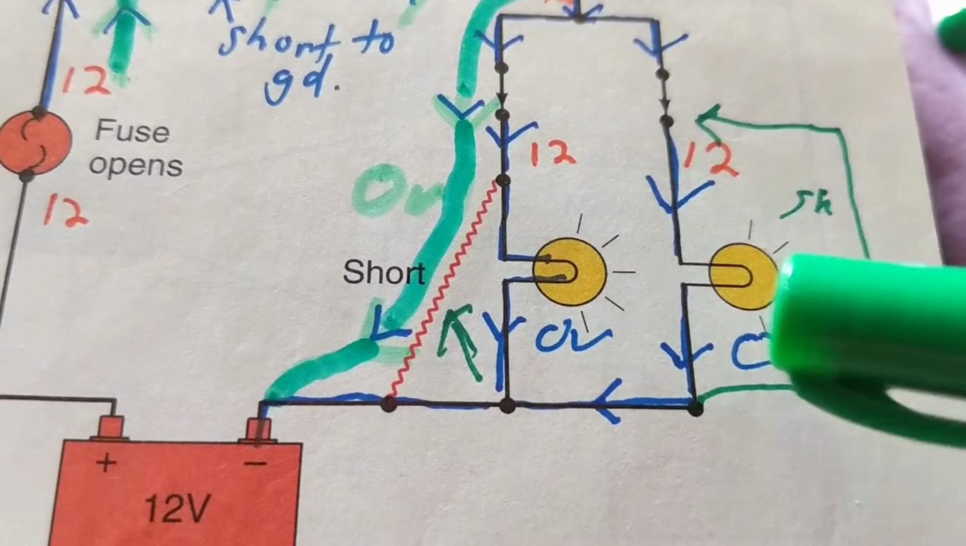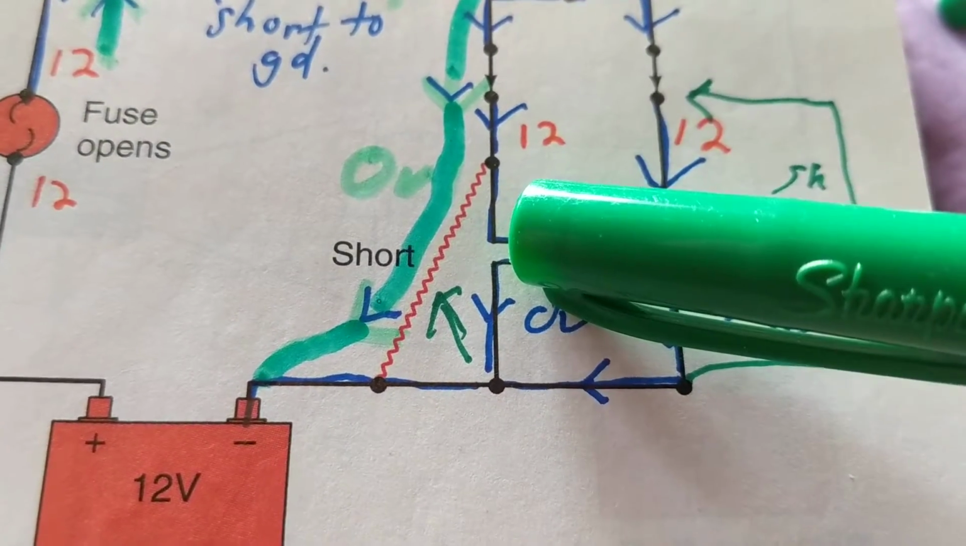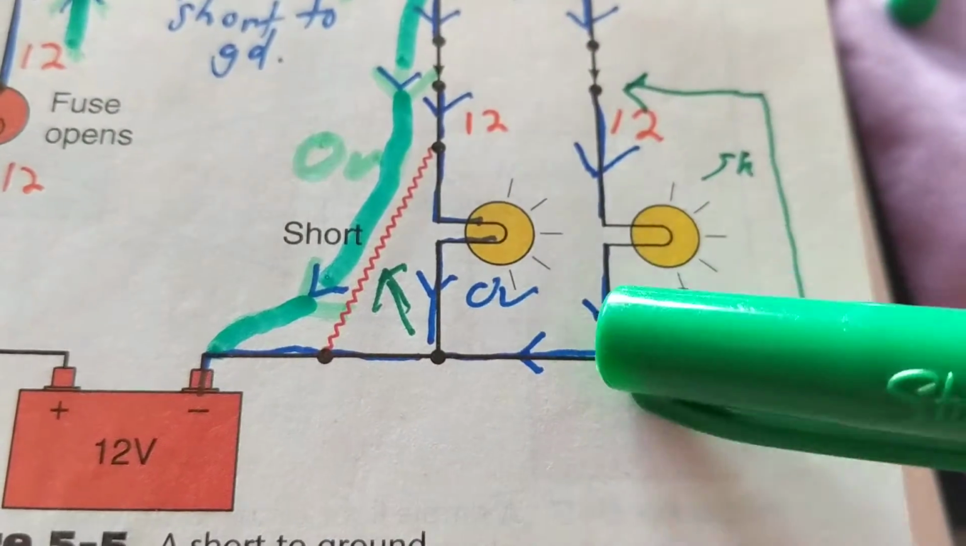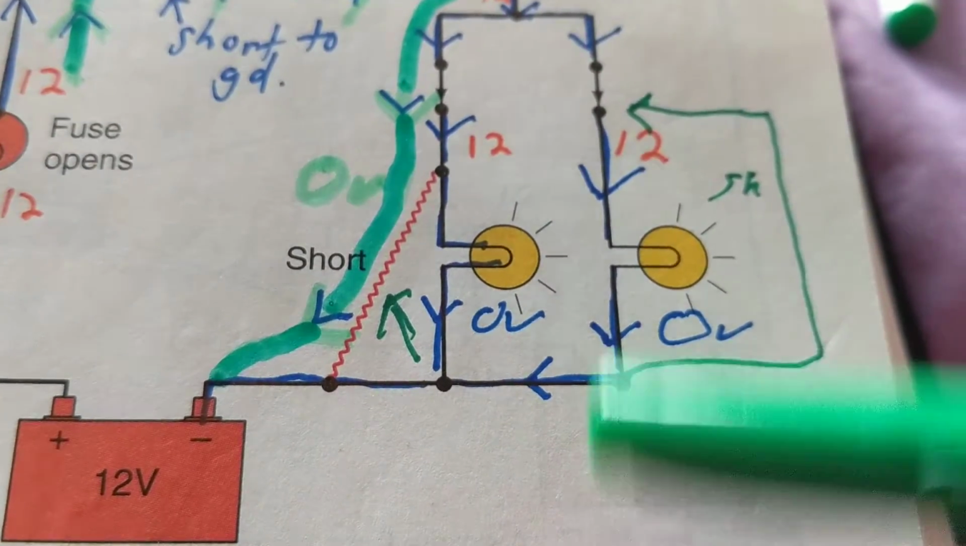Let me ask you another question. This is the left brake lamp. How about if there's a wire? This represents a wire like this on the right one. Now what will happen?